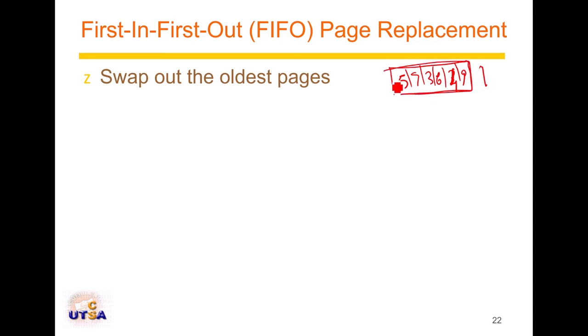So what will we do? We're going to remove the earliest, or the oldest, page from the system. So now we will only have these pages in the system: 7, 3, 6, 4, and 1 basically. And then we will keep going like this.